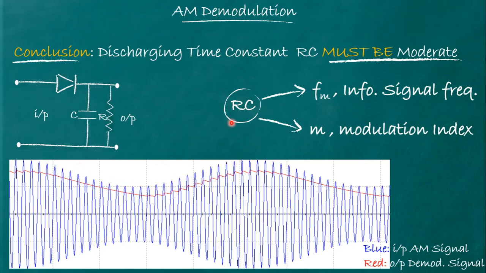Now, how do we find the best value of RC? The value of RC depends upon two parameters: one is fm, another is m. fm is the information signal frequency, and m is the modulation index. So let us derive the relation between RC, fm and m.